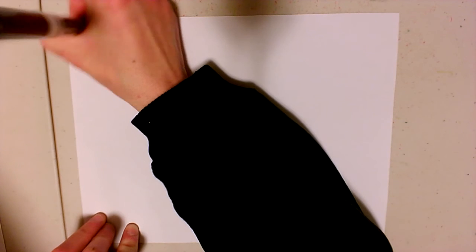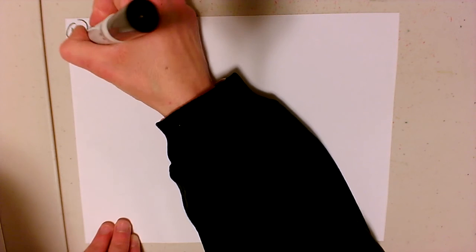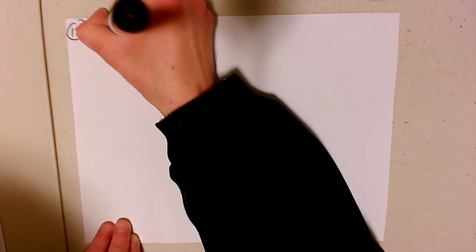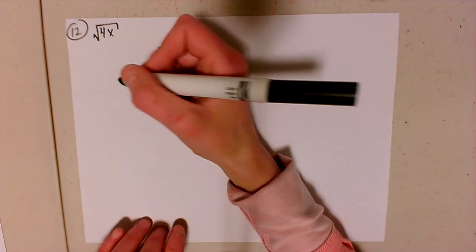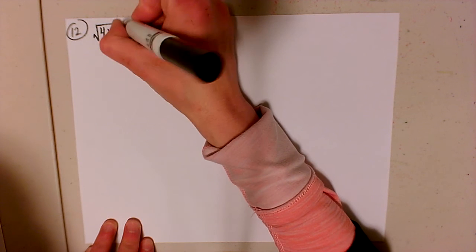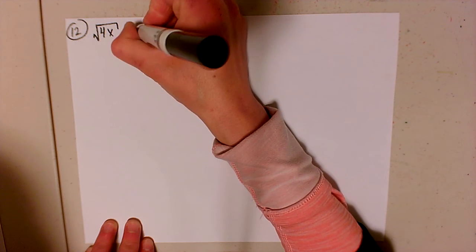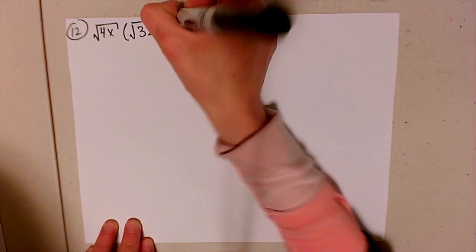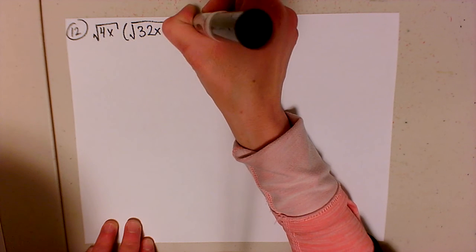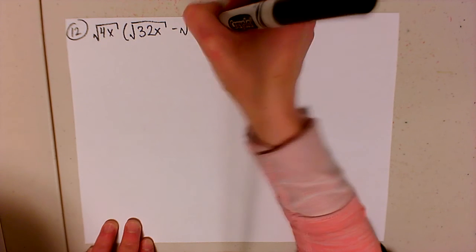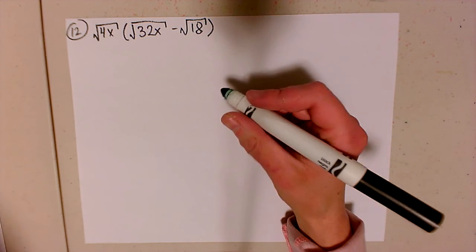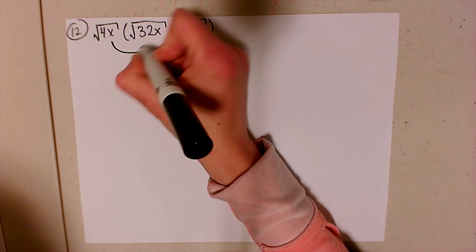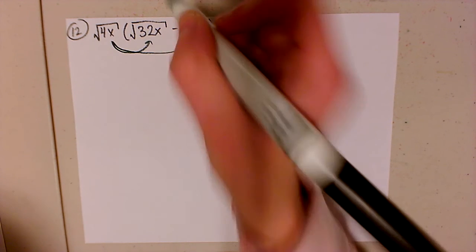So let's take a look at number 12. So for number 12, we have root 4x on the outside times the square root of 32x minus root 18. Alright, so we're going to take this root 4x and distribute that across.